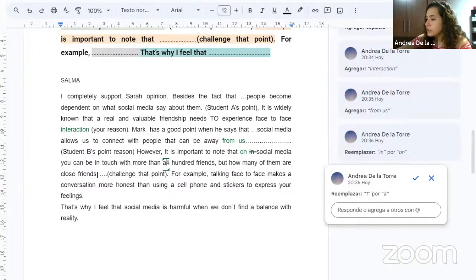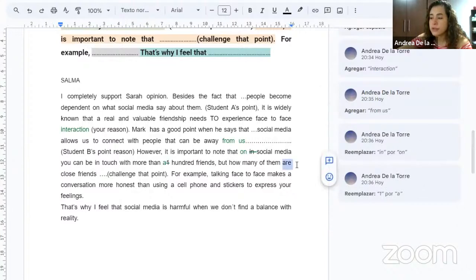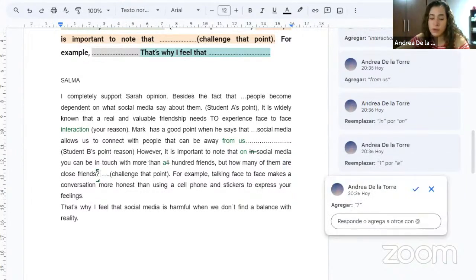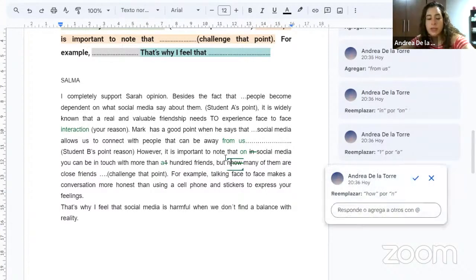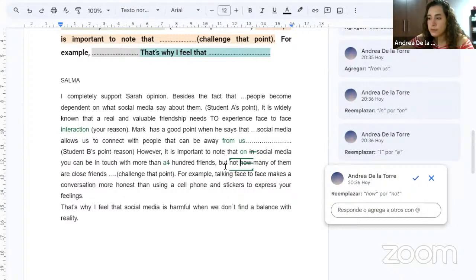If this is a question, because it looks like a question, it has the structure of a question, then don't forget your question mark. Right? But how many of them are close friends? Question mark. And if it's a sentence, you can say, but not many of them. No muchos de ellos, not many of them are close friends.